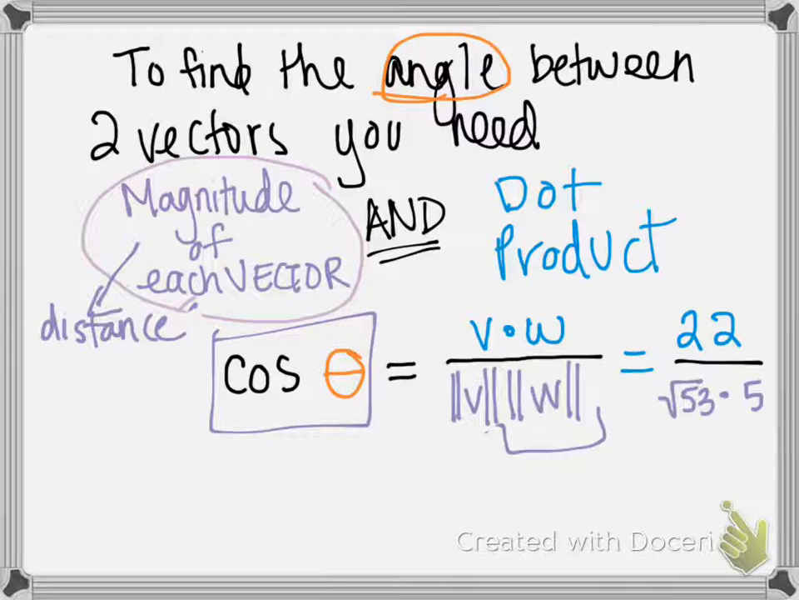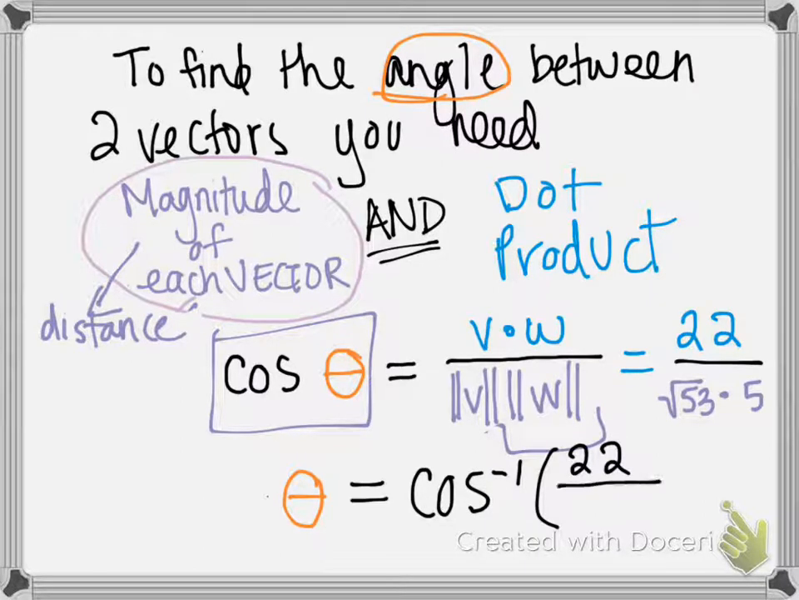And instead of cosine theta, guys, how do we find theta? How do we undo the cosine, right? We do the inverse cosine, not the reciprocal, so we don't want to do secant or 1 over cosine. We want to actually do the inverse. So I'm going to write inverse cosine of, and then I'm just going to type all this in, and it's probably going to give me a decimal.